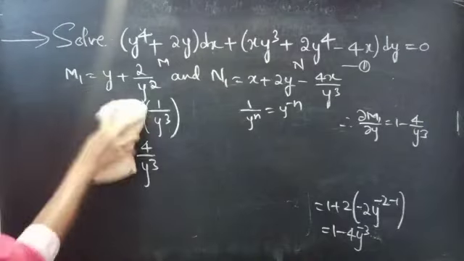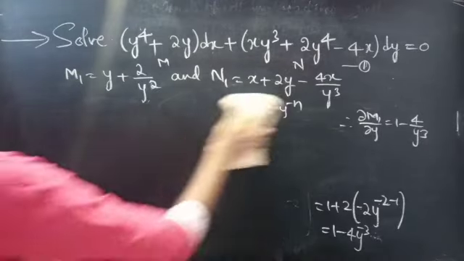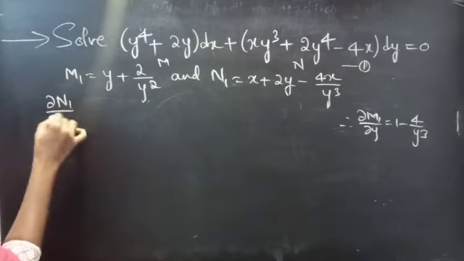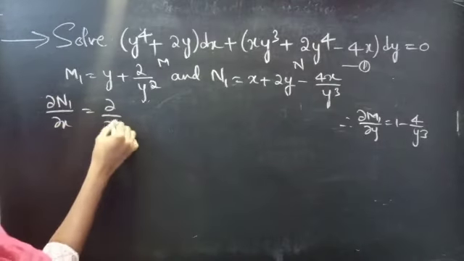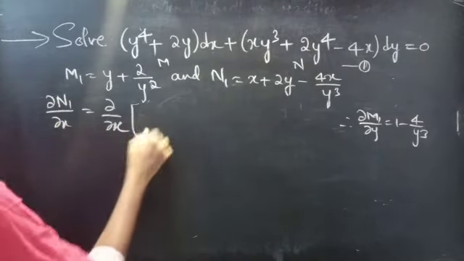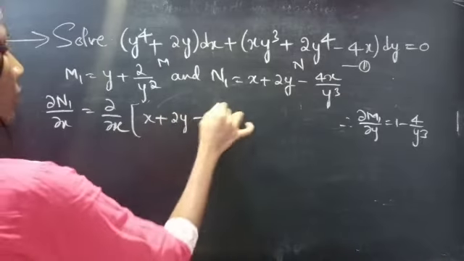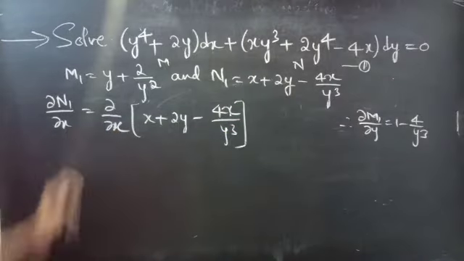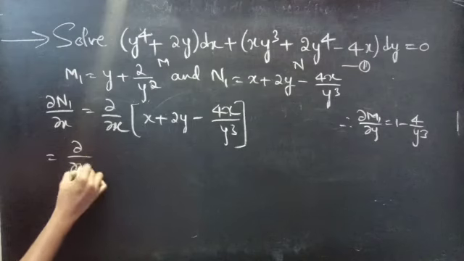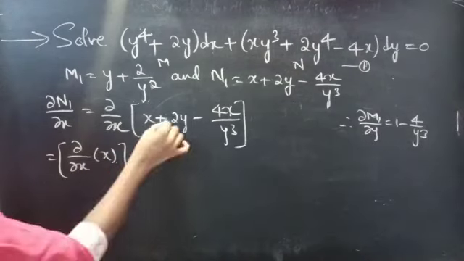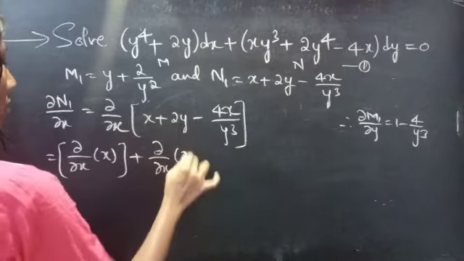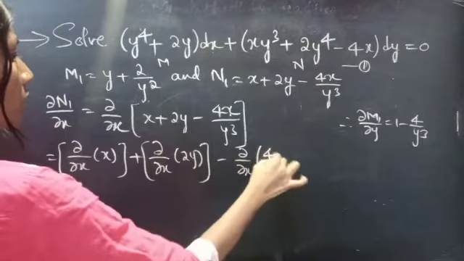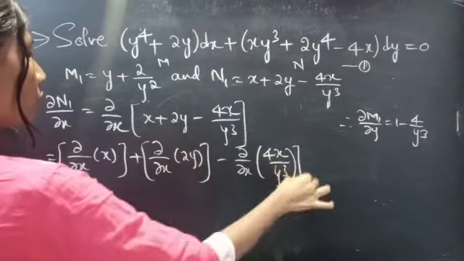Now let's find the partial derivative of N1 with respect to x. The partial derivative of N1 with respect to x equals the partial derivative with respect to x of (x + 2y − 4x/y³). Since we are doing the partial derivative with respect to x, y will be treated as a constant. This equals the partial derivative of the first term with respect to x plus the partial derivative of the second term with respect to x minus the partial derivative of the third term with respect to x.